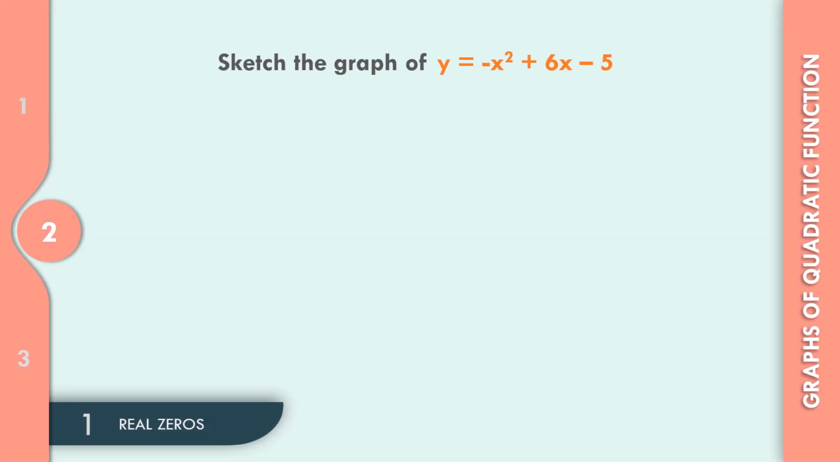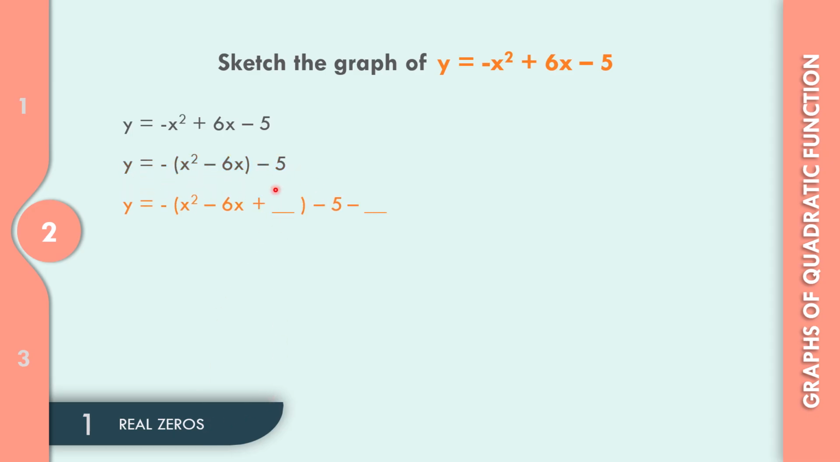How about example number 2? Let us sketch the graph of y equals negative x squared plus 6x minus 5. So let us copy and then solve for the vertex form. So let us combine the negative x squared and 6x. Negative x squared divided by negative, that is positive x squared. Positive 6x divided by negative, that is negative 6x, and then bring down negative 5.